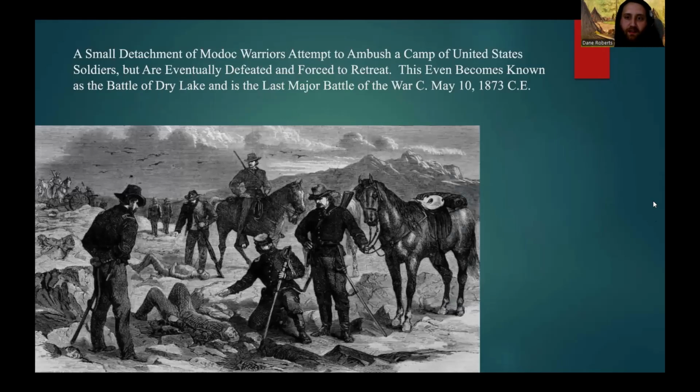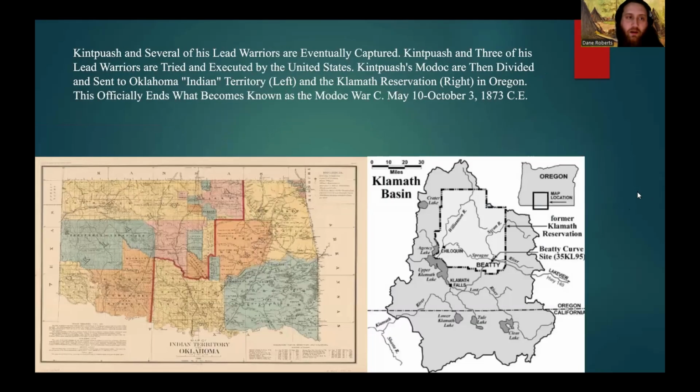Then, on May 10th, 1873 CE, a small detachment of Modoc warriors attempted to ambush a camp of United States soldiers, but were eventually defeated and forced to retreat. This event would go on to become known as the Battle of Dry Lake and was the last major battle of the war. Kent Puash and several of his lead warriors would then eventually be captured, with Kent Puash and three of his lead warriors being tried and executed by the United States.